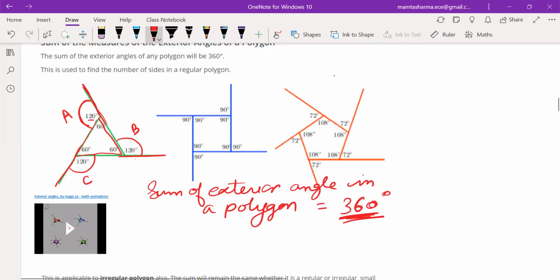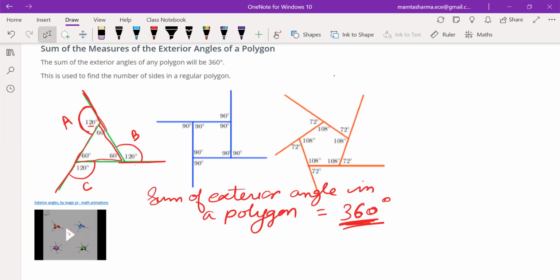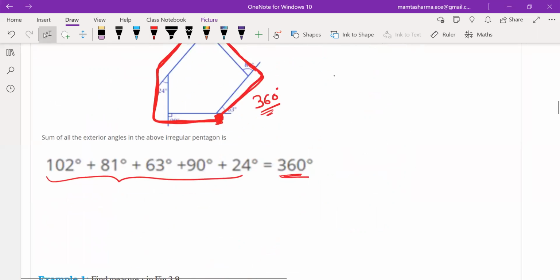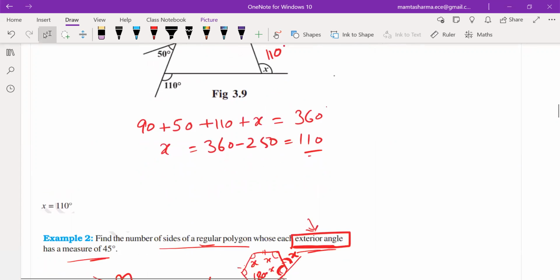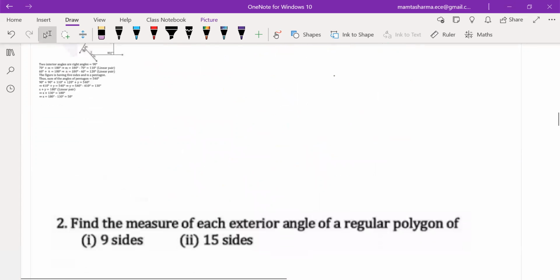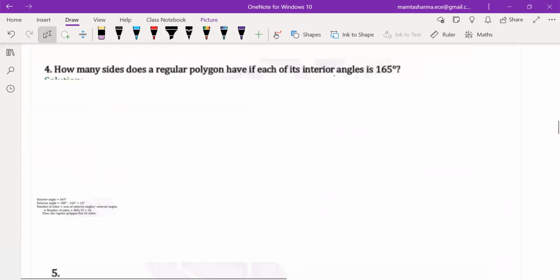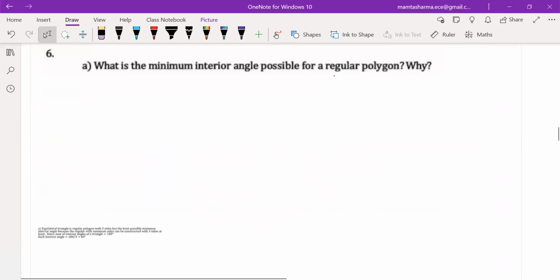After that, we discussed the exterior angle, the sum of exterior angles. It will be constant. There is no formula for calculating it. It will be constant for all shapes, whether irregular or regular, convex or concave. The exterior angle sum will always be 360 degrees. Based on the interior and exterior angle sum property, we did a few questions. Tomorrow also, I will give you a few questions based on these angle sum properties.